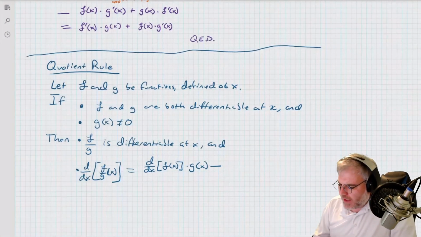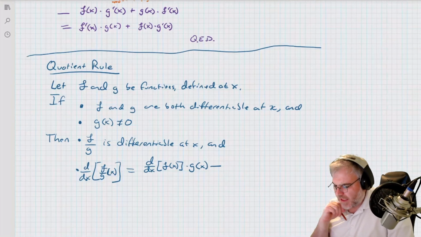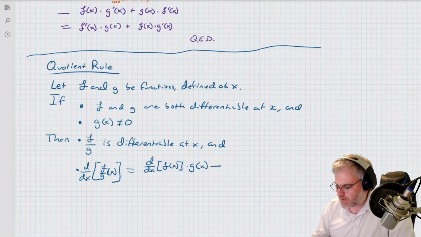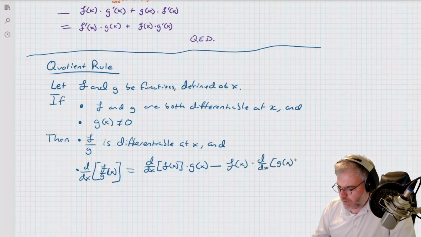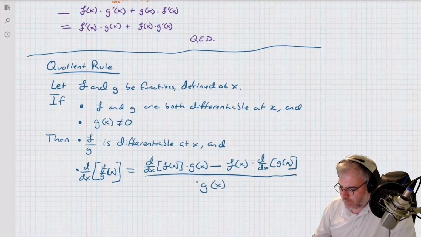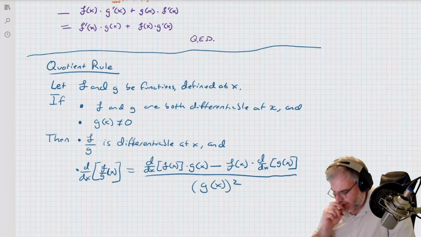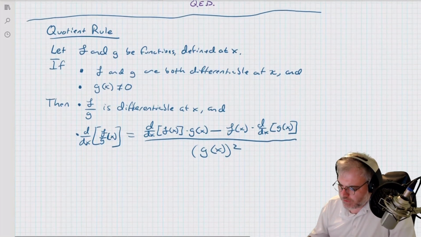The quotient rule. Let f and g be functions defined at x. If f and g are both differentiable at x and g of x does not equal 0, then f over g is differentiable at x, and the derivative of f over g of x equals the derivative of the first times the second minus the first times the derivative of the second, the bottom, all over g of x squared. Okay. All right, let's do an example.